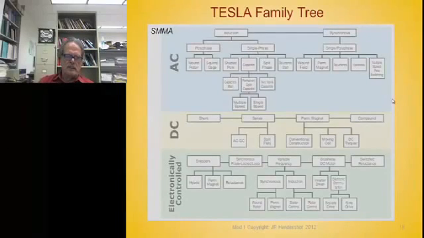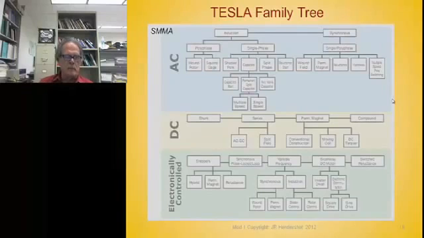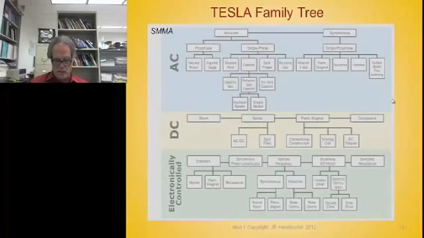The Small Motor Manufacturers Association, called the SMMA, is an association of motor manufacturers and motor users and motor distributors and anyone else that's interested in motors. And so they've developed this family tree. You can see there are three categories: the AC family, the DC family, and the electronically controlled family. And those are the same three families that we've described in the previous slides.